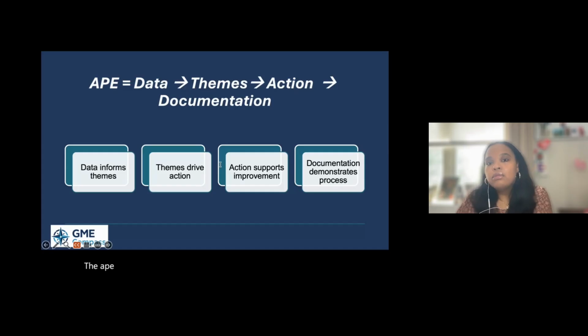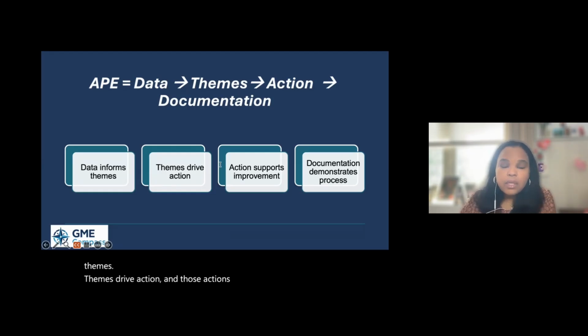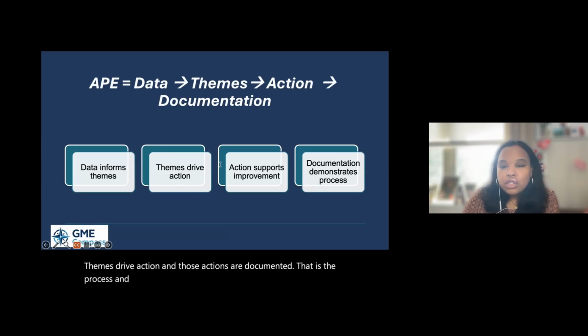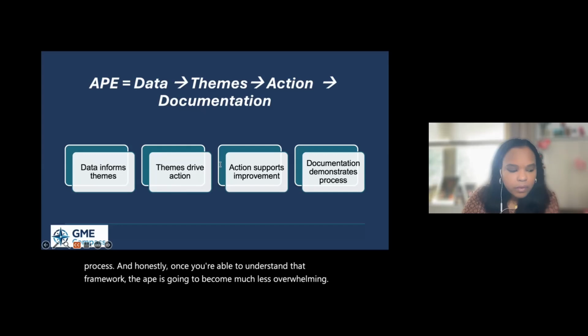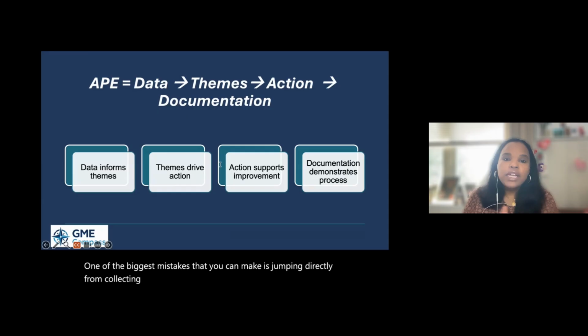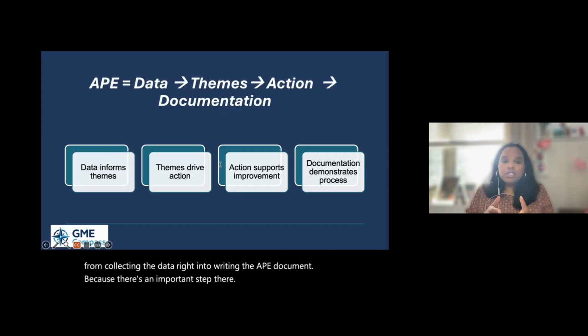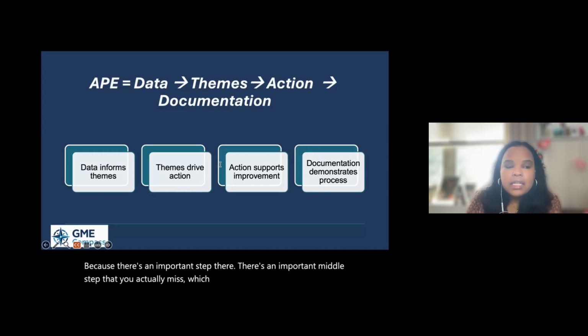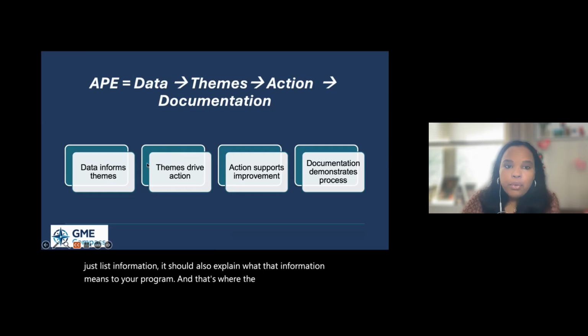The APE process is about three things, really. It's about data becomes themes, themes drive action, and those actions are documented. That is the process. And honestly, once you're able to understand that framework, the APE is going to become much less overwhelming. One of the biggest mistakes that you can make is jumping directly from collecting the data right into writing the APE document. Because there's an important middle step that you actually miss, which is the analysis. Your APE should not just list information, it should also explain what that information means to your program. And that's where the themes become important.